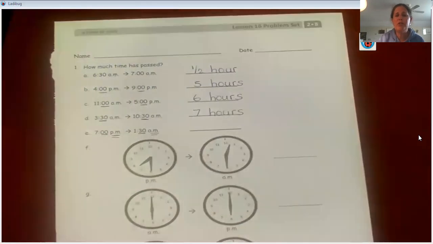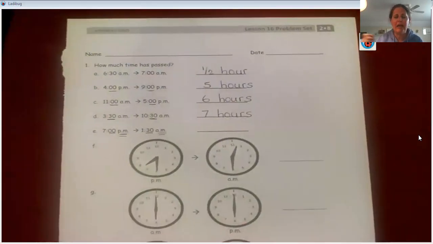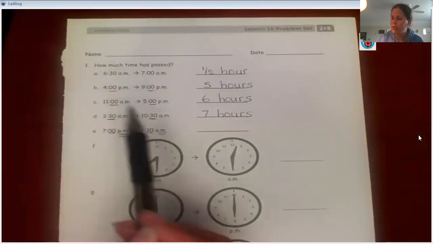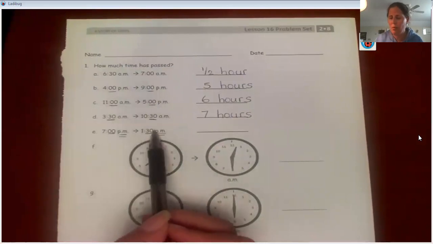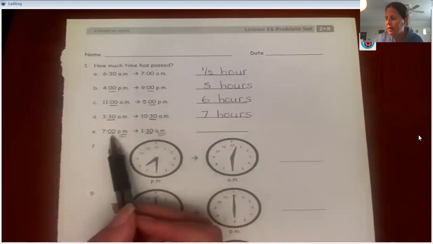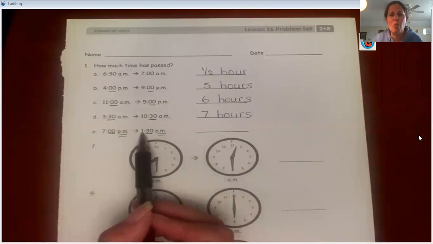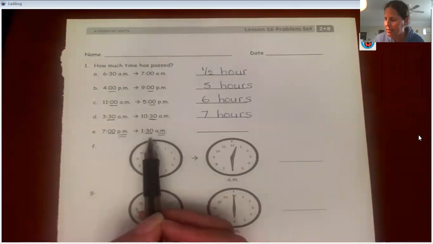So what I can do with this is I can add on hours to the closest hour to 1:30 a.m. So I would add on hours till I got to 1 o'clock a.m. and then add on the 30 minutes or the half hour of elapsed time.